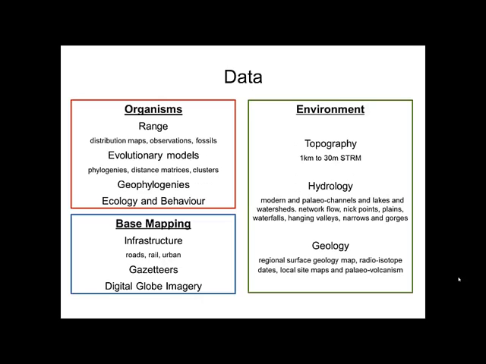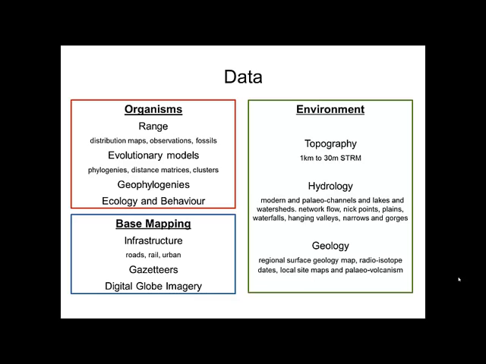So what data have I collected? I've got data on the ranges of organisms, and that's a combination of distribution maps, point observations, and also a few pieces of information on fossils. So there are a few fossils for some of these organisms. I've got the evolutionary models. I've shown you the phylogenies, an evolutionary tree, but I've also got other types of evolutionary models based on distance matrices and clusters and things like that. But I'm not going to talk to you about those at all. We've got some other evolutionary data as well, but I'm not talking about that.